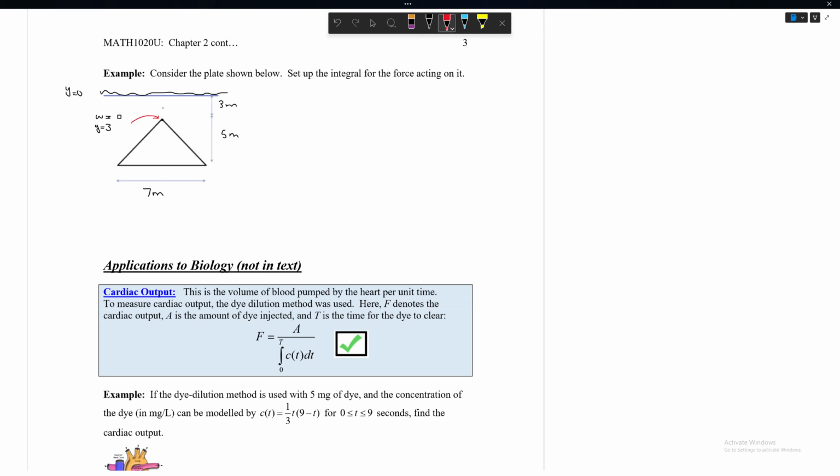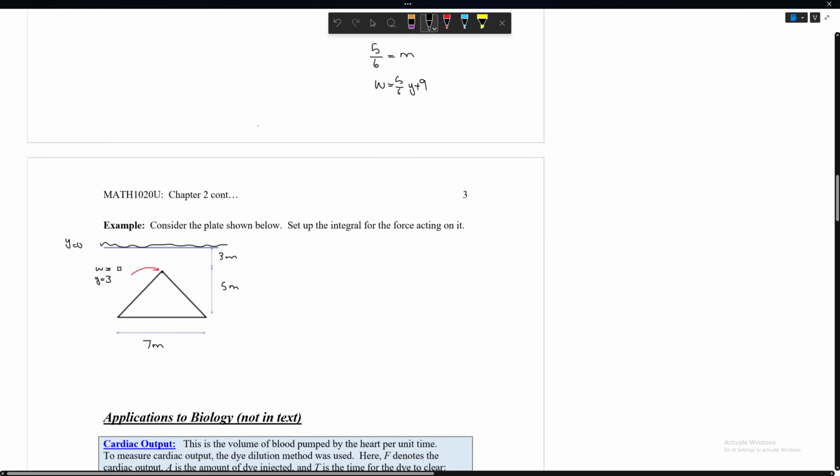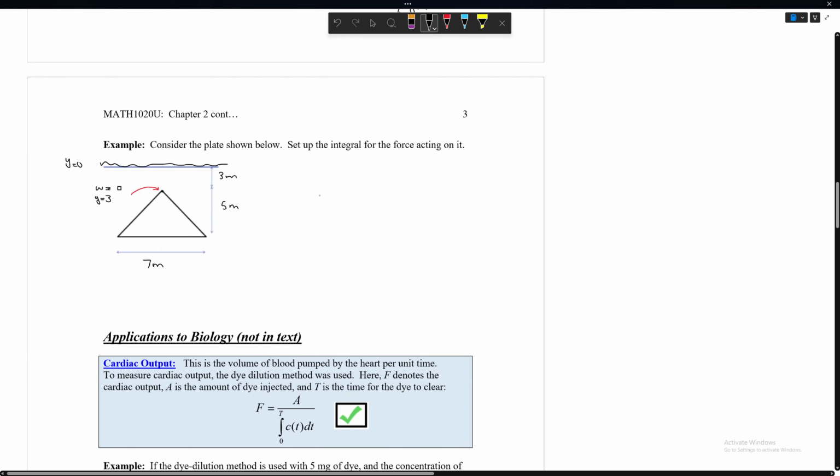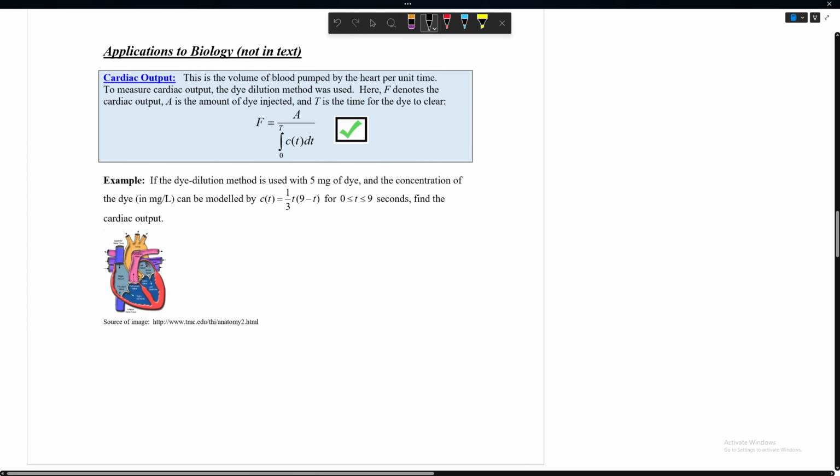All right, and then I'm going to leave the rest to you guys. The notes are on the lecture. The way that she did it is the same thing that I just did upstairs. It's the same thing that I did up here, so it should be pretty simple and straightforward for you guys. All right. So now moving on to application of cardiac output.